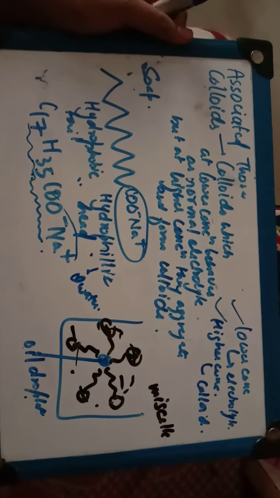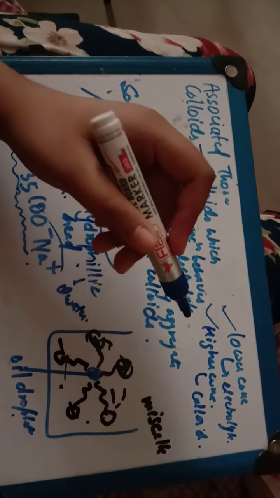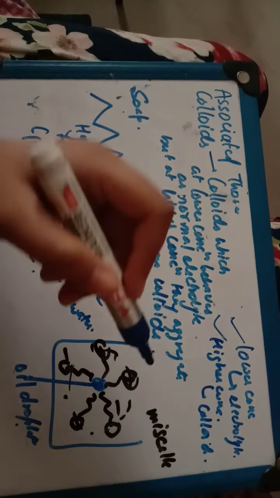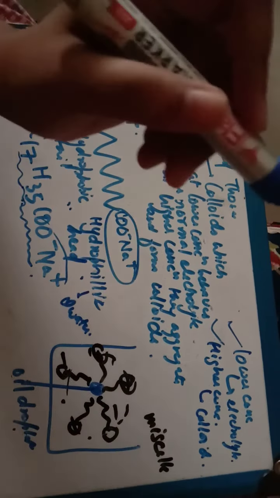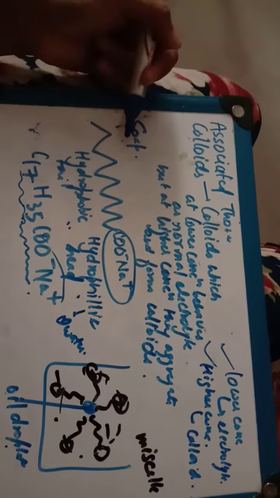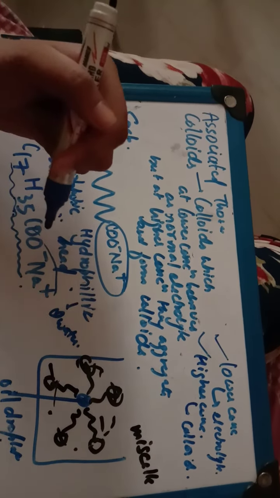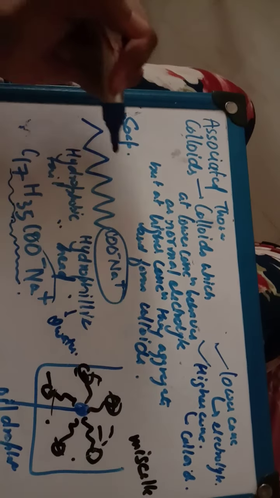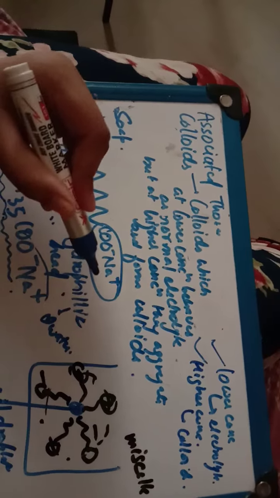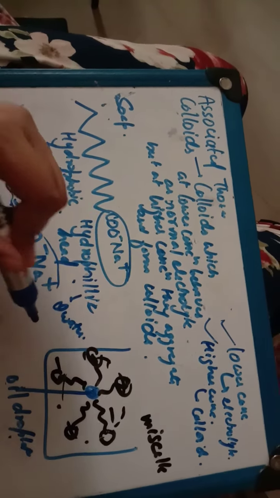Associated colloids are substances which at lower concentration behave like an electrolyte, and at higher concentration they behave like a colloid. They aggregate and form colloids at higher concentration. At lower concentration they behave like a normal electrolyte. For example, soap salt. In soap, which is C17H35COO minus Na plus, there is a long hydrophobic tail which is water hating, and there is COO minus Na plus which is hydrophilic and water loving.